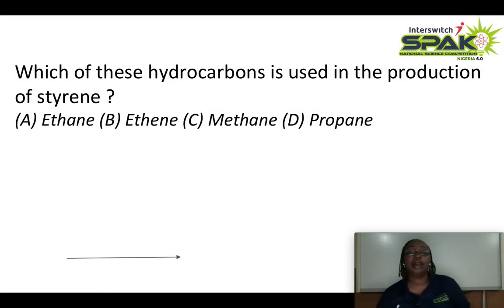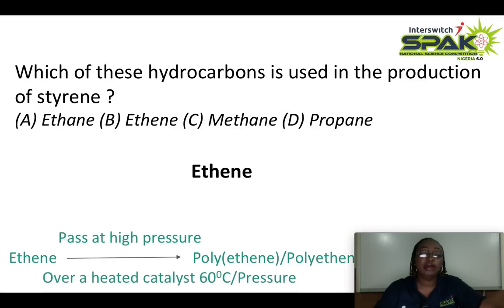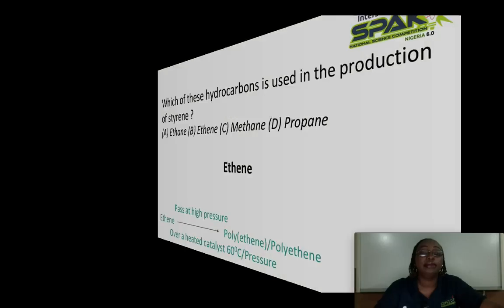Which of these hydrocarbons is used in the production of styrene? Yes, styrene is one of the products formed during polymerization. The only compound that undergoes polymerization in this question is ethene. Ethene undergoes polymerization at high pressure, with a catalyst and heat, to give you polyethene.